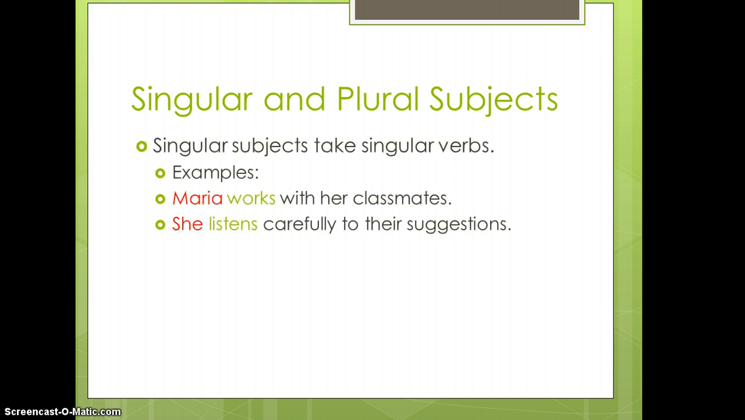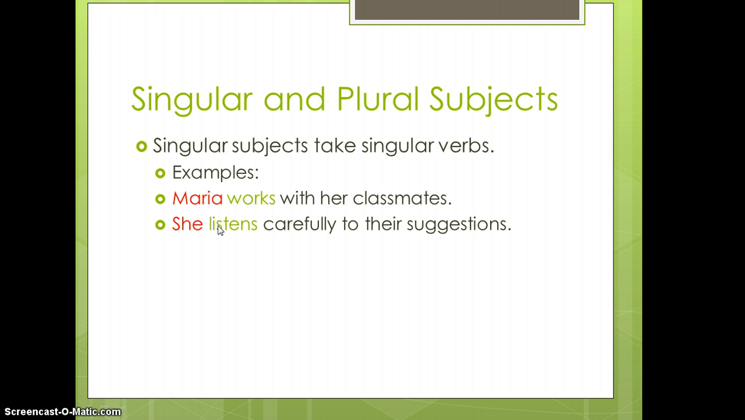So singular subjects take singular verbs, and that's where agreement in number comes in. An example: Maria works with her classmates. Now this is tricky because what we know about singular and plural is that if it ends in an S, it should be plural. That's not correct when we're talking about verbs. When verbs end in an S, they're singular, okay? So Maria is singular, works is singular. With her classmates, she, talking about one person, listens carefully to their suggestions.